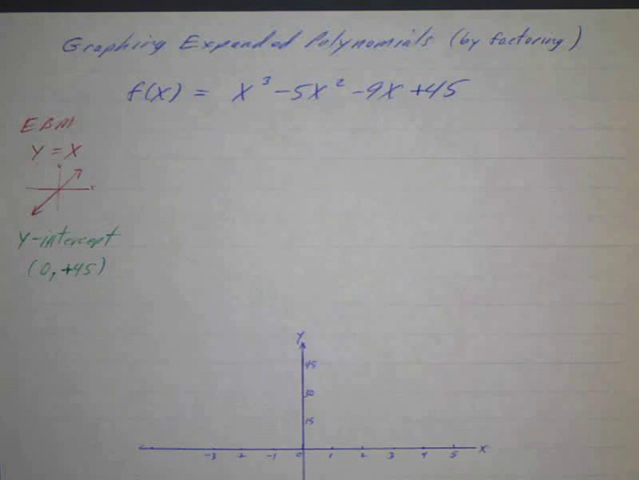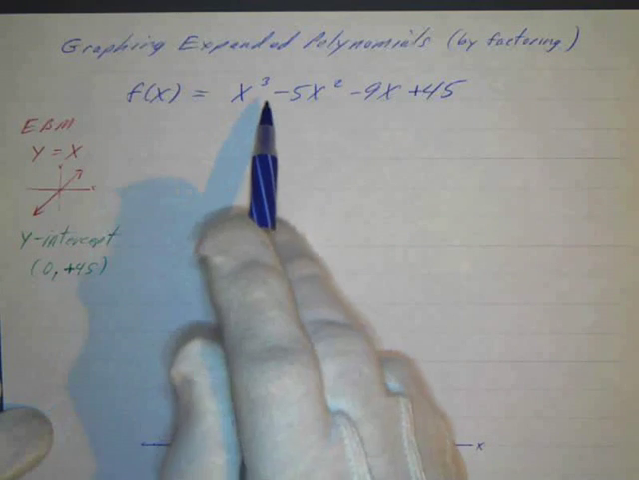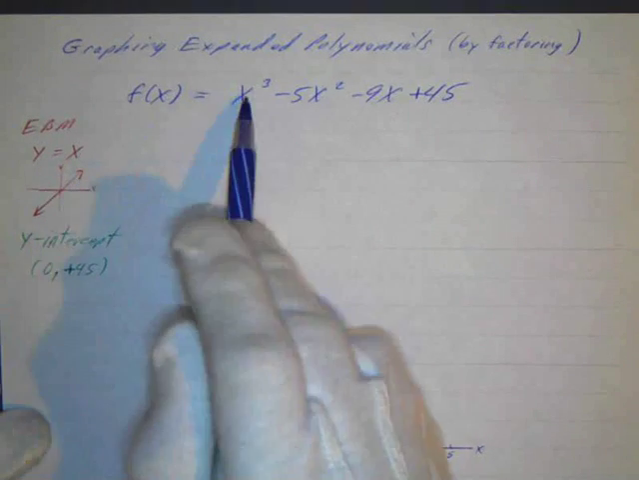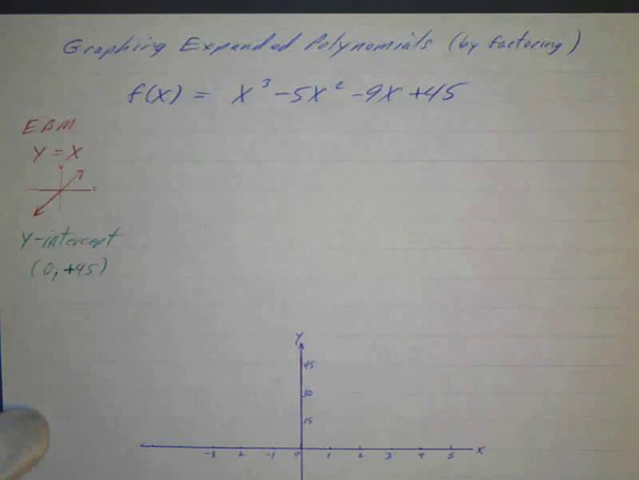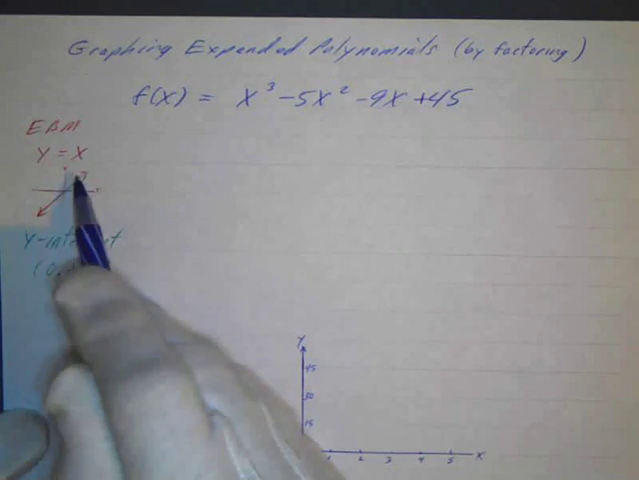Okay, here's another example of graphing expanded polynomials by factoring, and these are always much easier because we don't have to do the synthetic division, although we may be asked to write all the possible rational roots. If we look at this, first of all, the end behavior model will be positive odd, so it's just going to be like y equals x. Positive odd polynomials behave like y equals x, lower left, upper right.